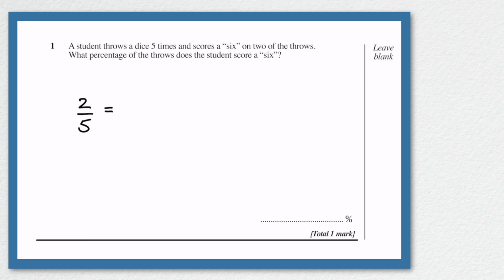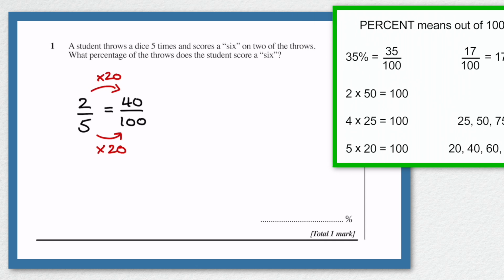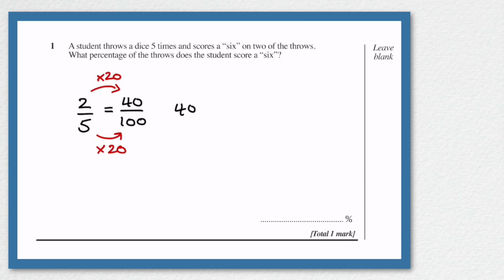What is 2 over 5 as a percentage? We want to write this fraction as an equivalent fraction of something over 100, because we want to find the percentage. Using this information here, if I multiply this 5 by 20, I get 100. I therefore need to multiply the numerator, that's the 2, by 20. Well, 2 multiplied by 20 is equal to 40. So we have the equivalent fraction of 40 over 100, which is 40%. And there's your answer.